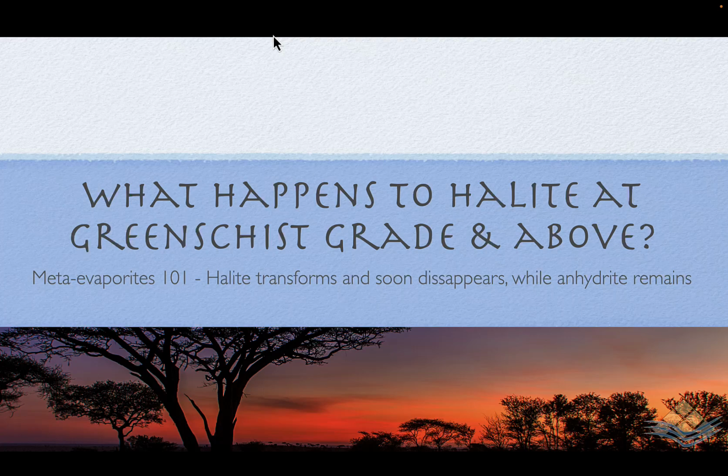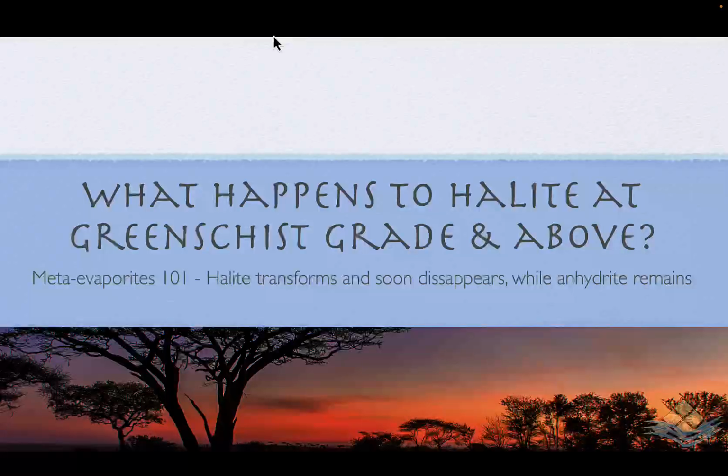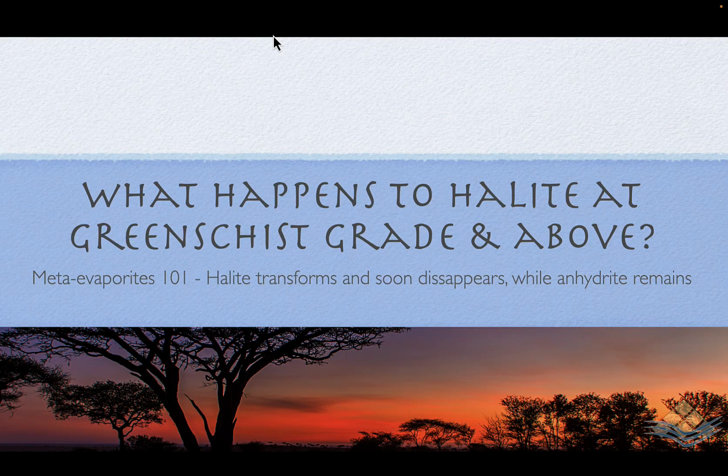Before we move into the amphibolite level meta-evaporites in the Domes region or the Northwest Province, I want to spend a little time in this chapter reviewing what happens to halite once it attains the greenschist grade and moves beyond the greenschist grade into the amphibolite realm.